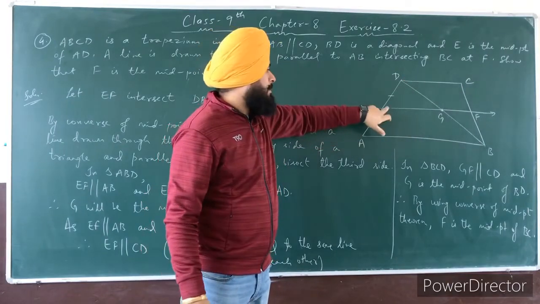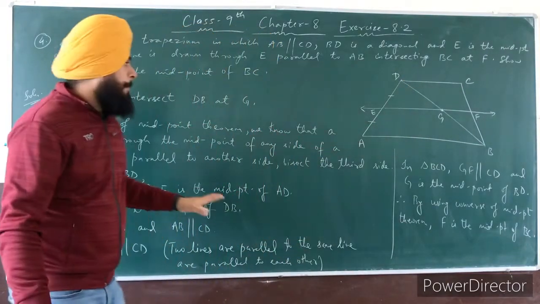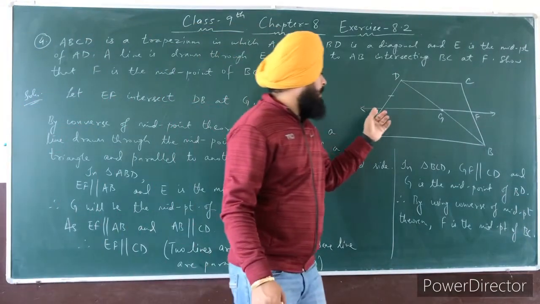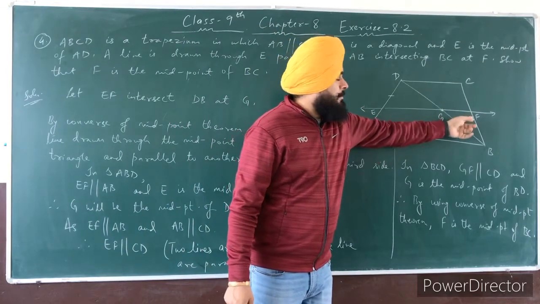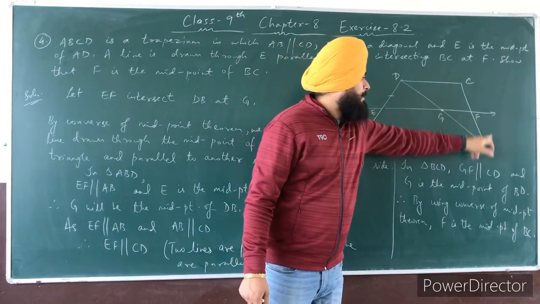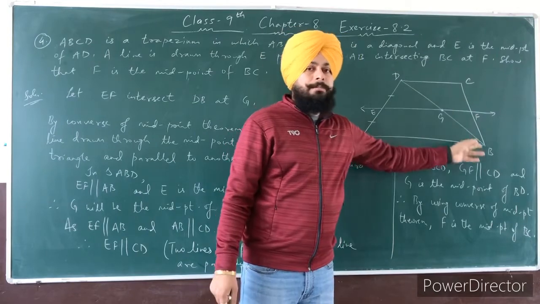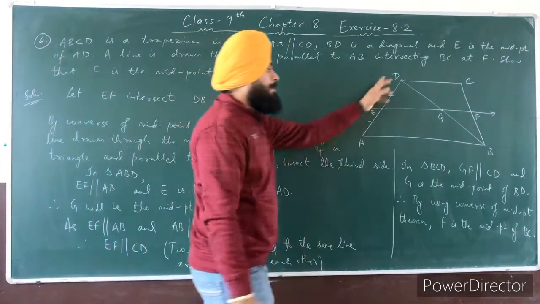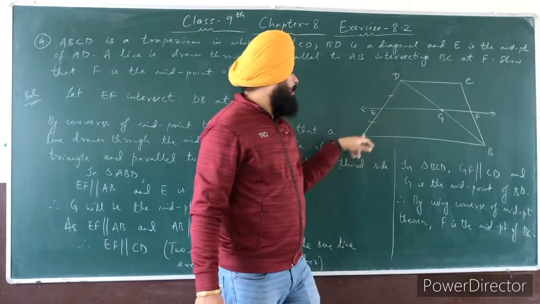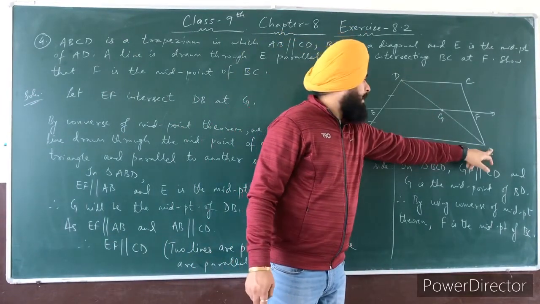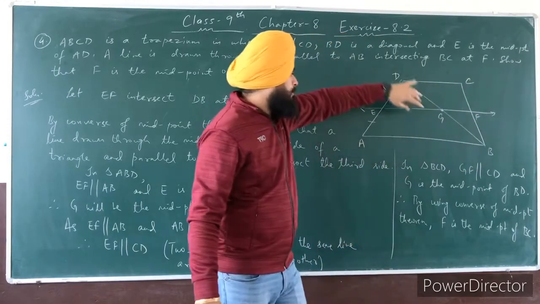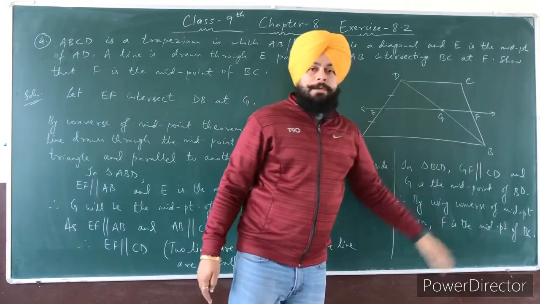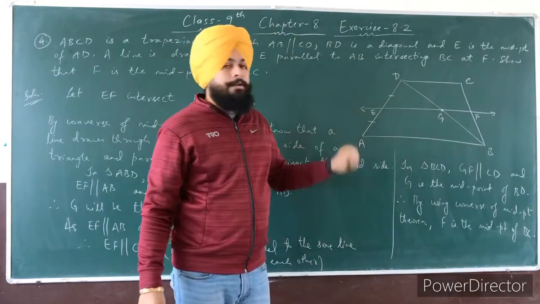It is given that E is the midpoint of AD. So first, let EF intersect DB at point G. The line through E, intersecting BC at F, meets the diagonal BD at point G. You can see here this diagonal divides the trapezium into two triangles, triangle DAB and triangle BDC. In triangle DAB, clearly EG is parallel to AB and E is the midpoint of side AD.